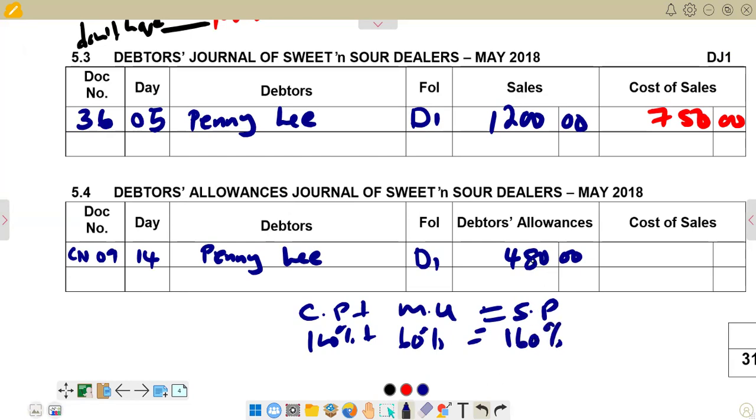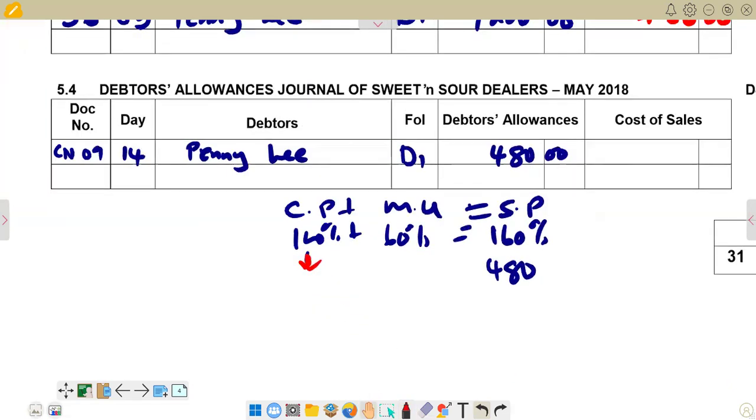So the 480 is the value of the selling price. It means we put 480 here, and the figure that we want to look for is this one, which is our cost of sales. We can make a proportion out of those relations by saying what we have is the 160%, so it becomes the denominator. What you don't have is the 100% that we are looking for. The given figure is 480.